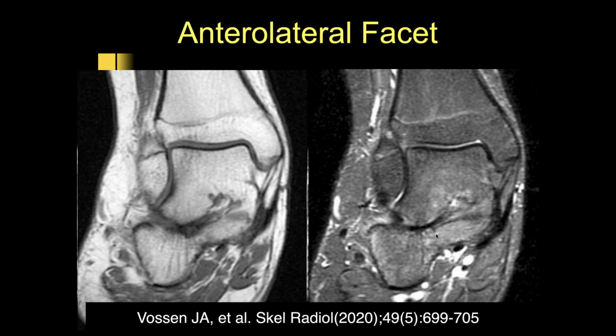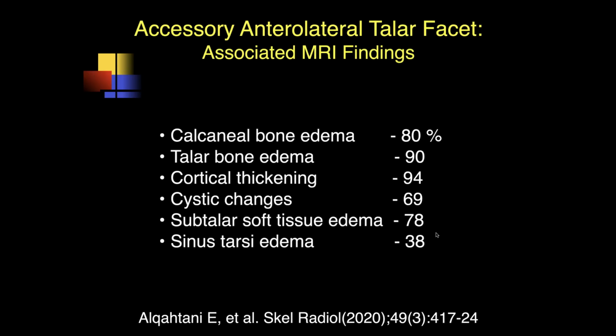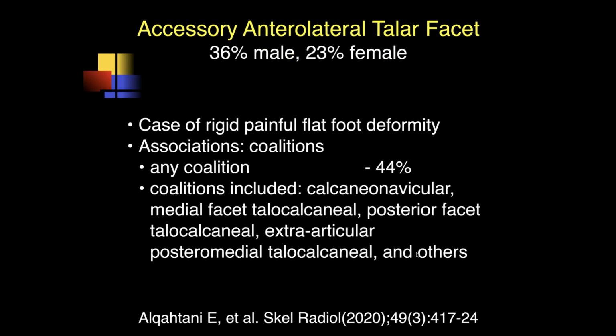So this was secondary degenerative changes from an abnormal anterolateral facet of the talus. If we look in the literature about accessory anterolateral talar facets, about 80% of them will have bone edema, at least the ones that are picked up. In the calcaneus and talus: bone edema, cortical thickening, cystic changes, subtalar soft tissue edema, sinus tarsi edema. So basically, this is really causing impingement of the subtalar joint space in that location, and it's a cause of rigid, painful flatfoot deformity.